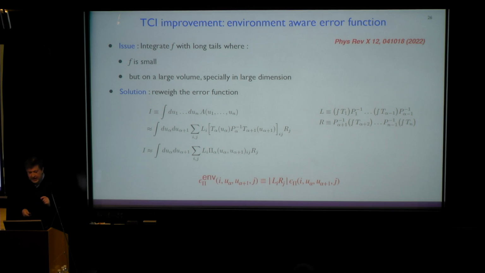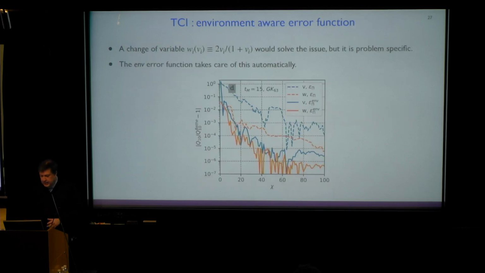So the way to do that is to reweight the error function by putting your approximation into the integral and reweight the error function by what would be the product of the tensors from all the left and all the right. So it's almost the same thing, except you put the right and the left in these. So the consequence of that is that if you want to have a function which has a very long tail, one way to do this is to change variable.